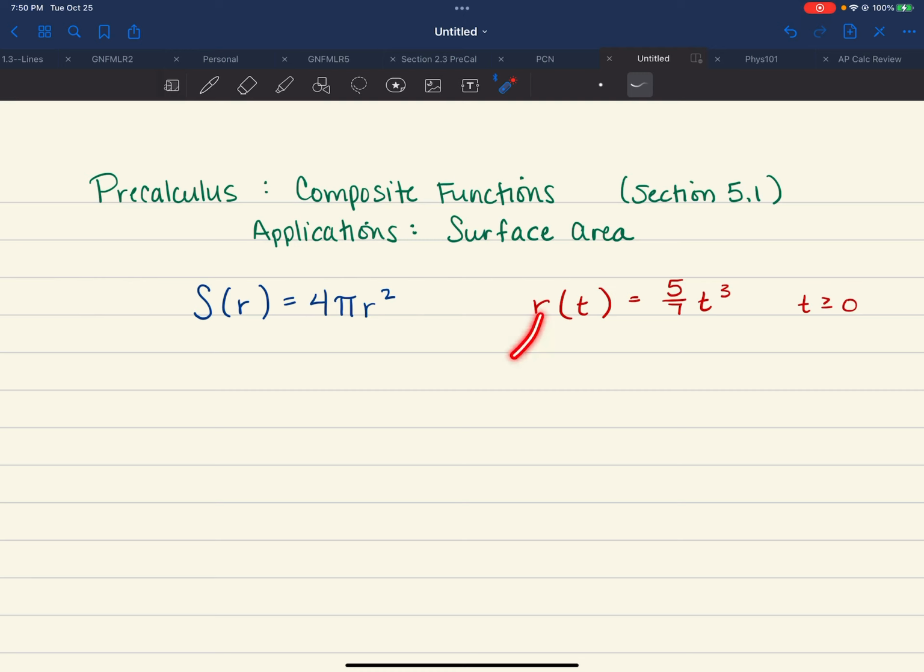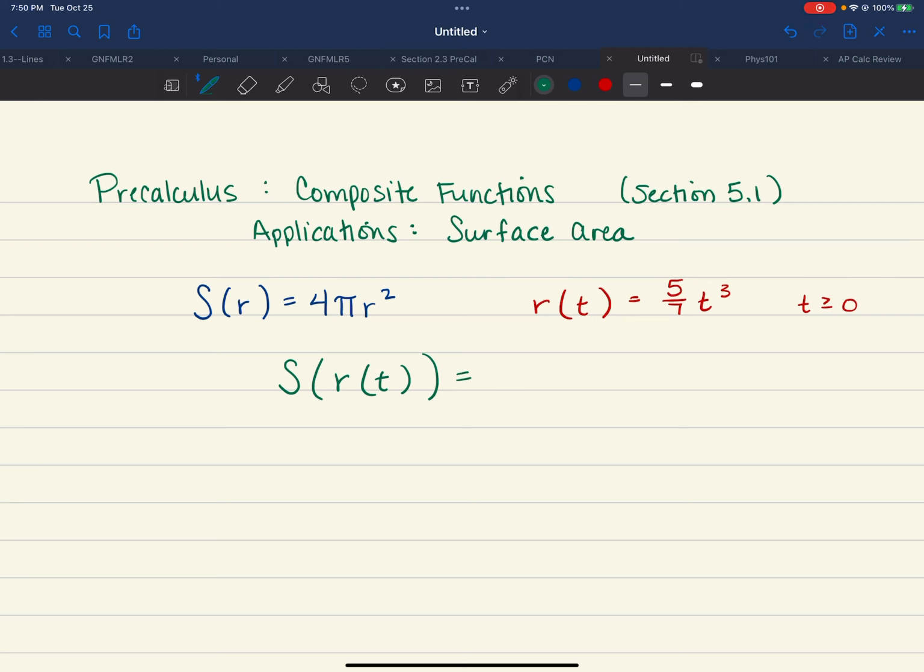So r goes into here. r is actually going to be the inside guts. So let's go ahead and rearrange this and call it S of r of t. Do you see how we just kind of pack that out? We're going to do a composite function to see how the surface area changes based on time, because time is going to affect your radius and your radius will affect your surface area. So let's go ahead and look at this.